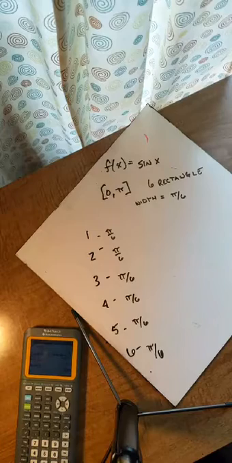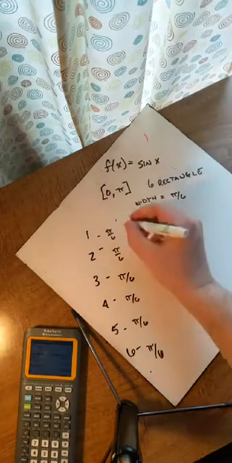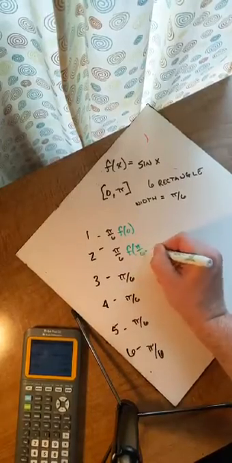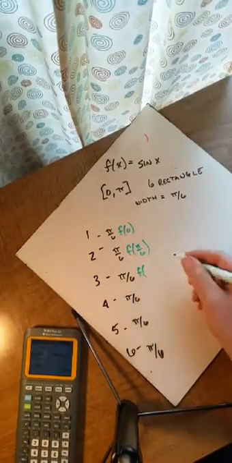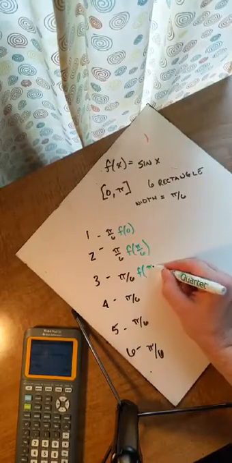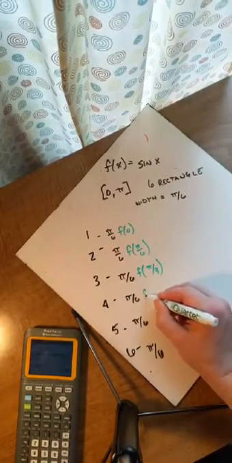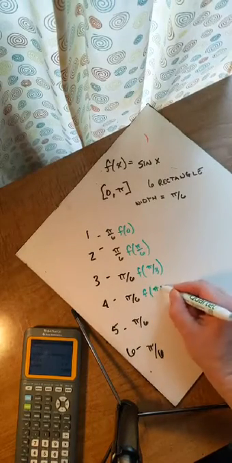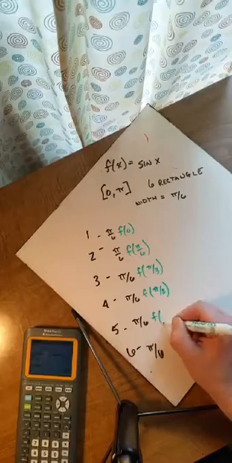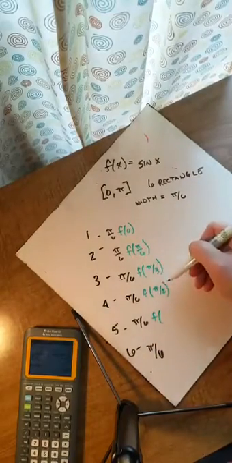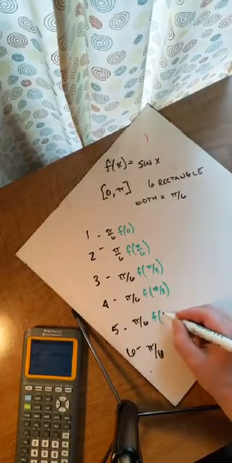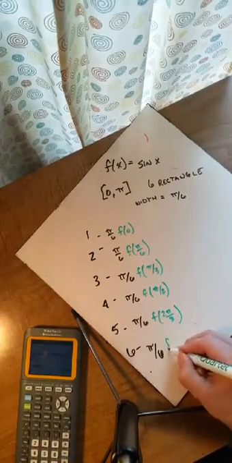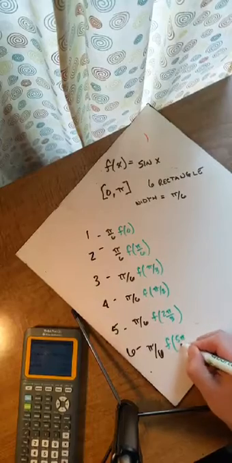Okay, and then let's start on the left edge. So we're going to start with 0. So f of 0, f of pi over 6, f of pi over 3. And then the next one would be 3 pi over 6, which would be pi over 2. Then f of 4 pi over 6, which is 2 pi over 3. And then f of 5 pi over 6.